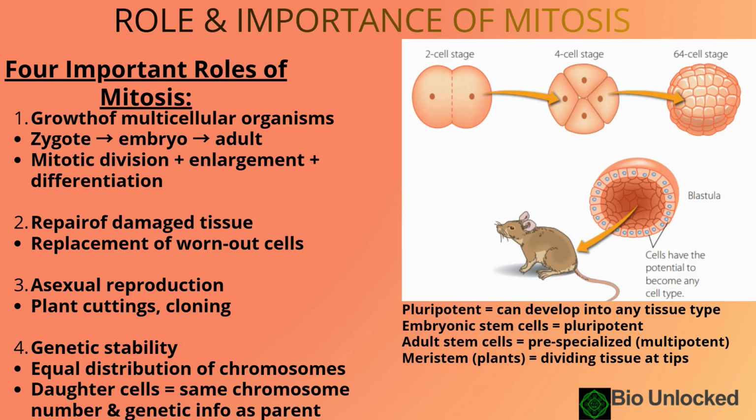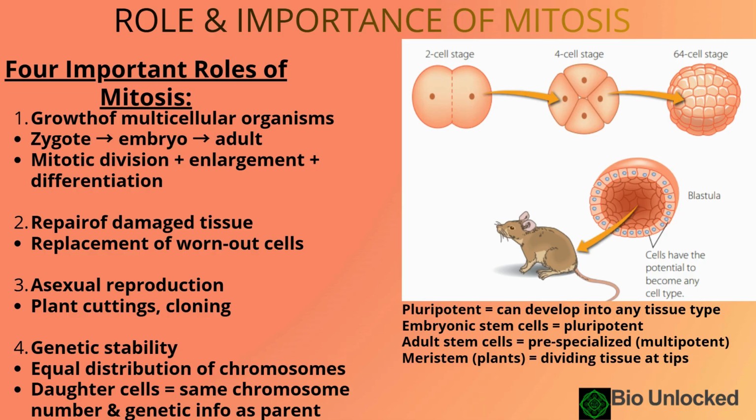Now, here's something cool. Most organisms start as a single fertilized egg, or zygote. You probably knew that. But inside that zygote, the reason that we grow up into full adults is that there are embryonic cells that divide repeatedly, and they are also pluripotent, meaning they have the potential to develop into any tissue type. These are called embryonic stem cells.